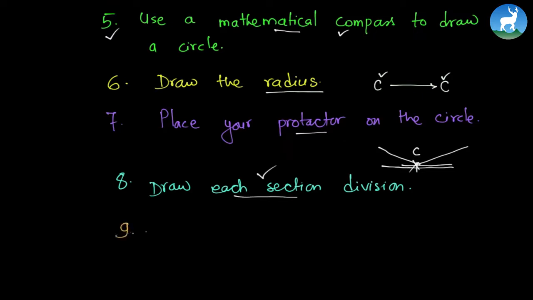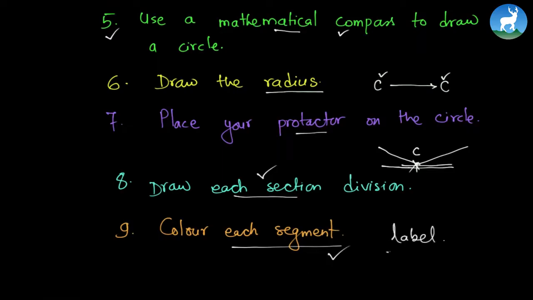Afterwards, we come to the last step of drawing a pie chart, and that is called coloring. Now you need to color each segment, right? Finally, when you are done, you need to color each segment. And make sure to label it. Do not forget to label the colored segments also.